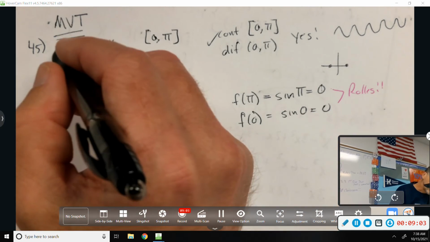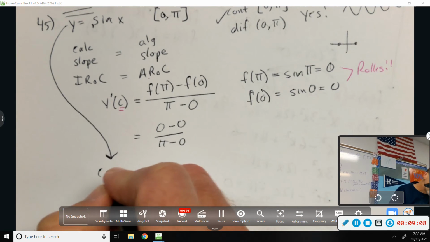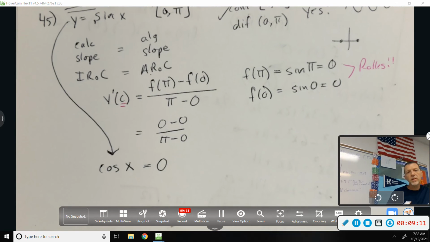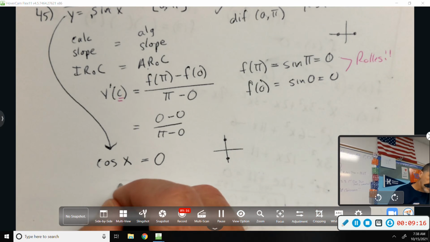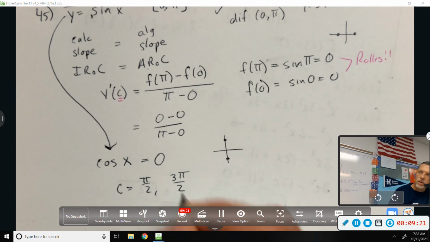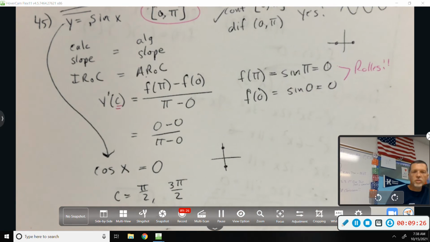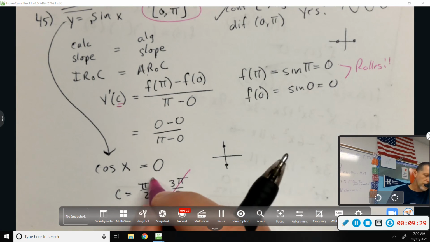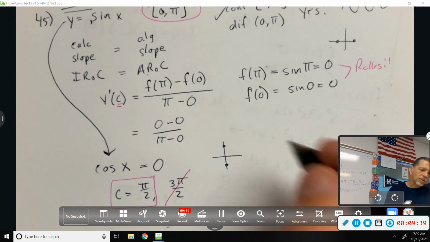Let's see, I'm just going to take the derivative on the fly because that's not a difficult derivative. So I want to know where cosine of x equals 0. Let's see, that would be at pi over 2 and 3 pi over 2. Although, I need to be careful. I only want between 0 and pi, so 3 pi over 2 is not eligible. So at pi over 2, the average rate of change is equal to the instantaneous rate of change.